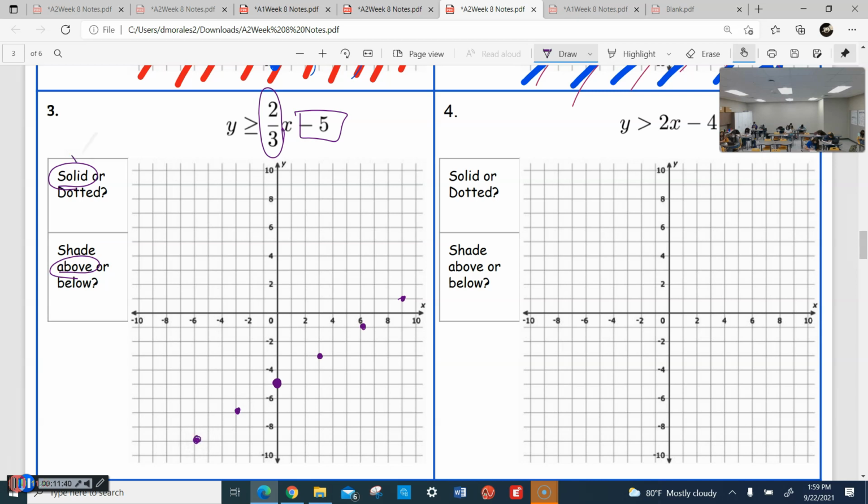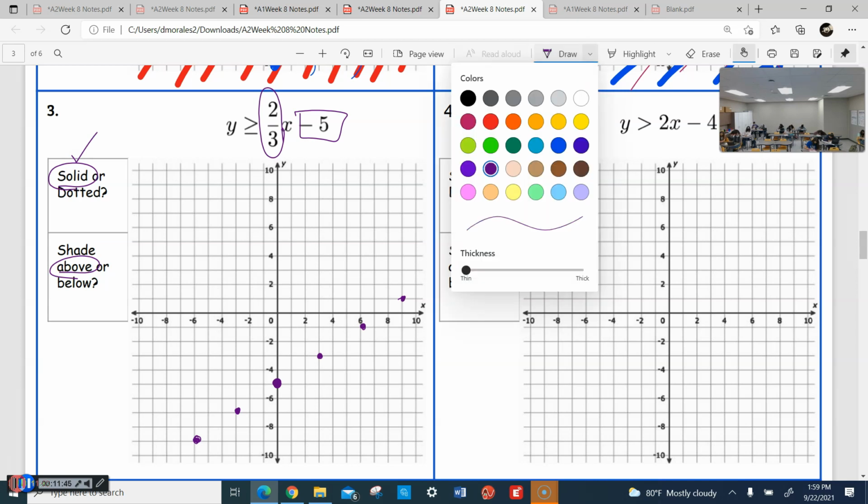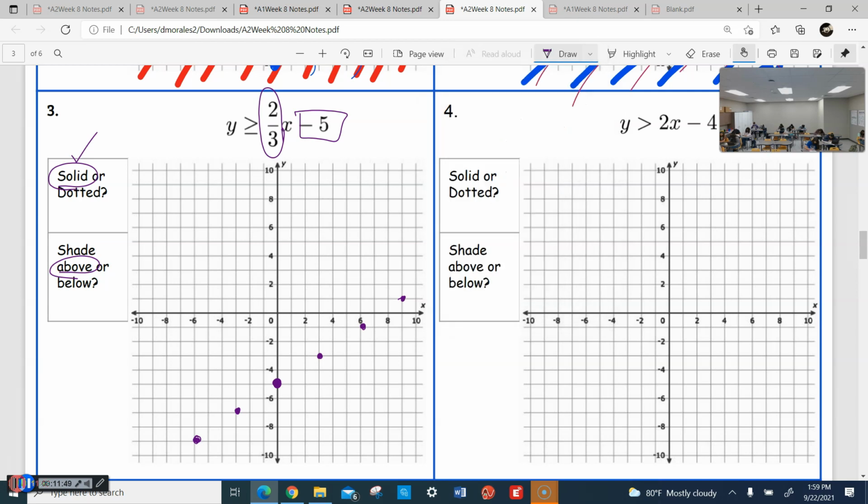I did describe it as being a solid line, so I need to connect all my points with a solid line. Let's see how well I can get that graphed on here. Arrow tips on both ends. And then I am shading above this line. Since it's solid, I start on the line and start shading above it.